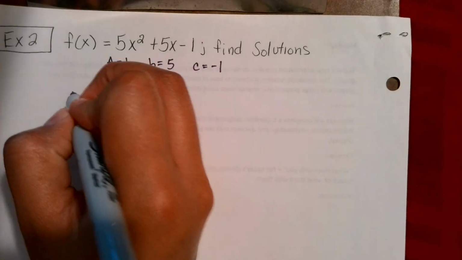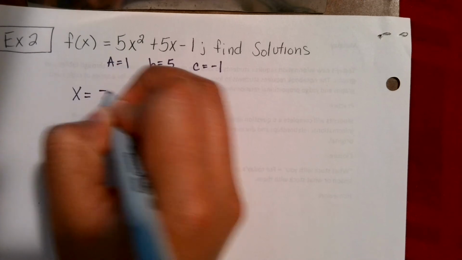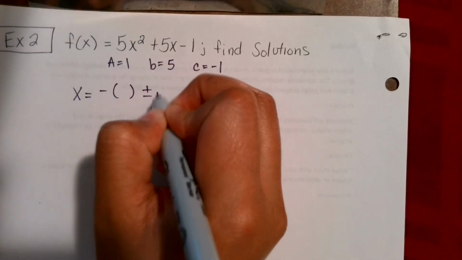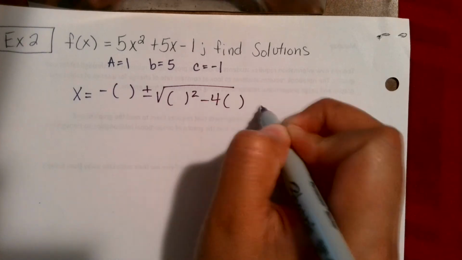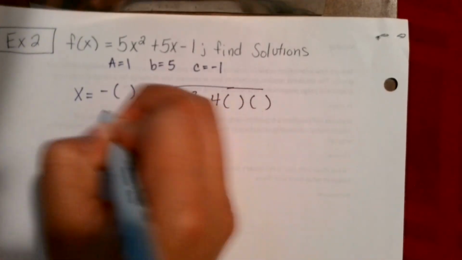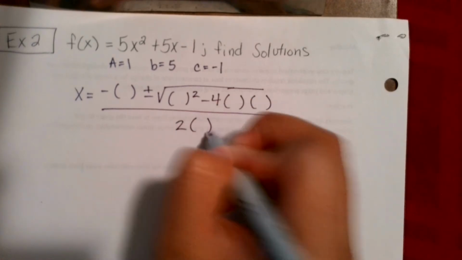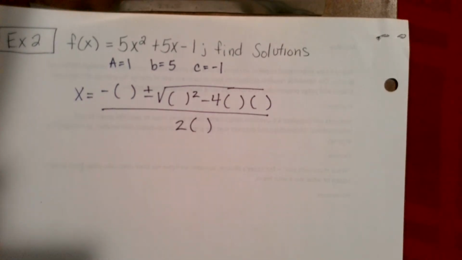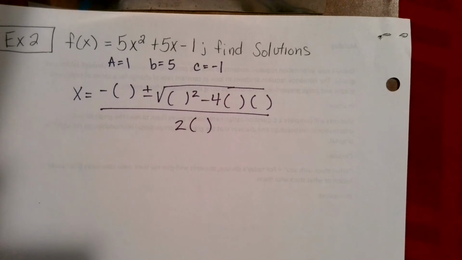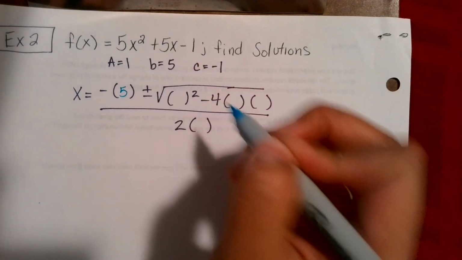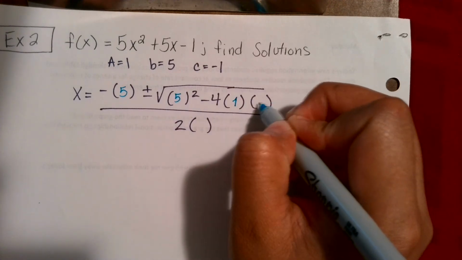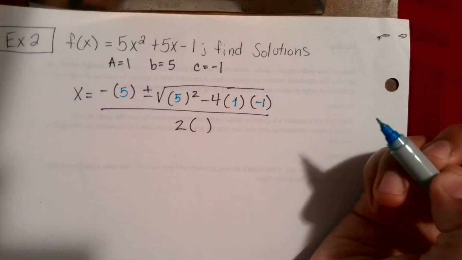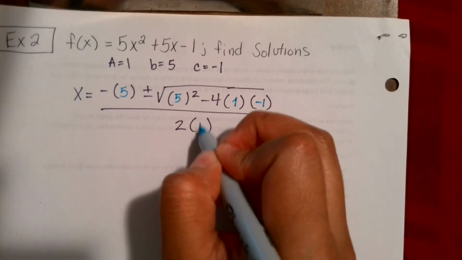So we're going to say x equals the opposite of B plus or minus the square root of B squared minus 4 times A times C, all divided by 2 times A. Notice that I left the blanks this time just to make the process a little quicker. So I'm going to go in and plug in all my B's. My B is 5. My B is 5. My A is 1. And my C is -1. All right. And then on the bottom, my A is 1 as well.